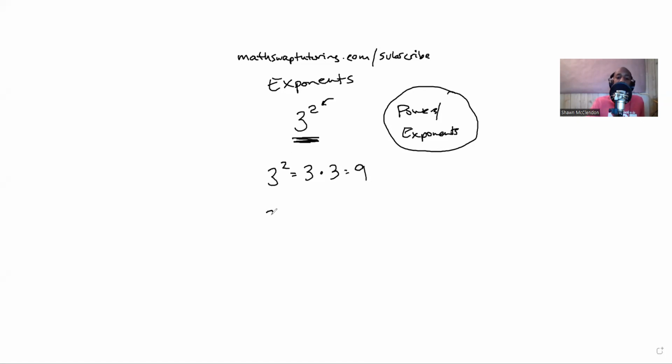Easy enough. So 3 to the third power is 3 used as a factor 3 times, being multiplied times itself. 3 times 3 is 9, times another 3 is 27, and so on and so forth.